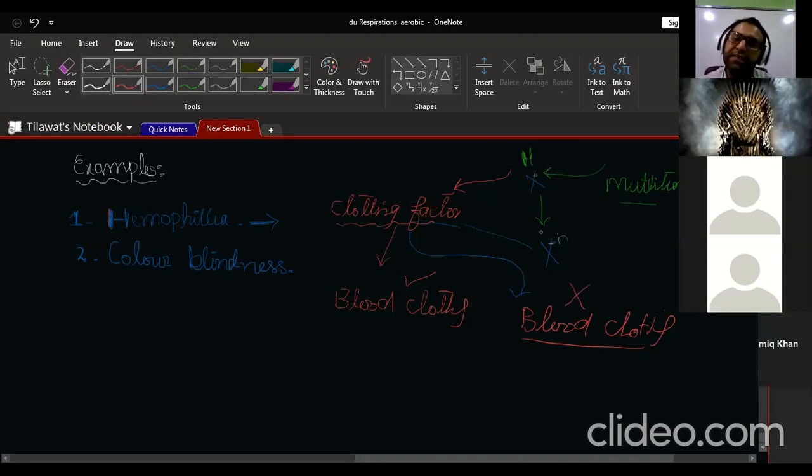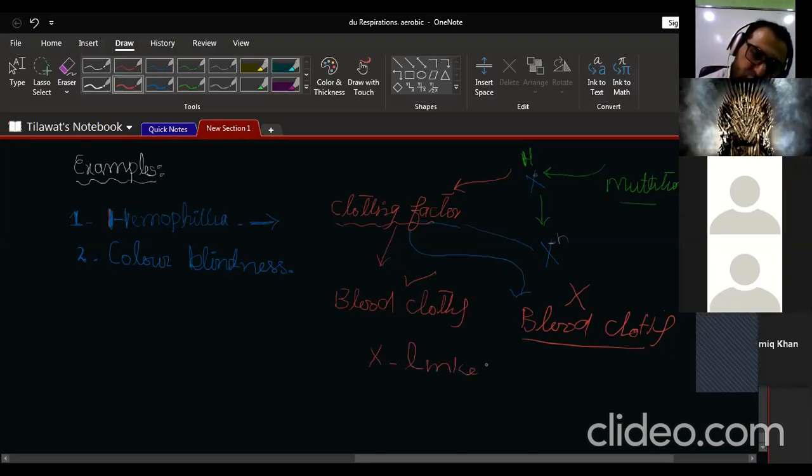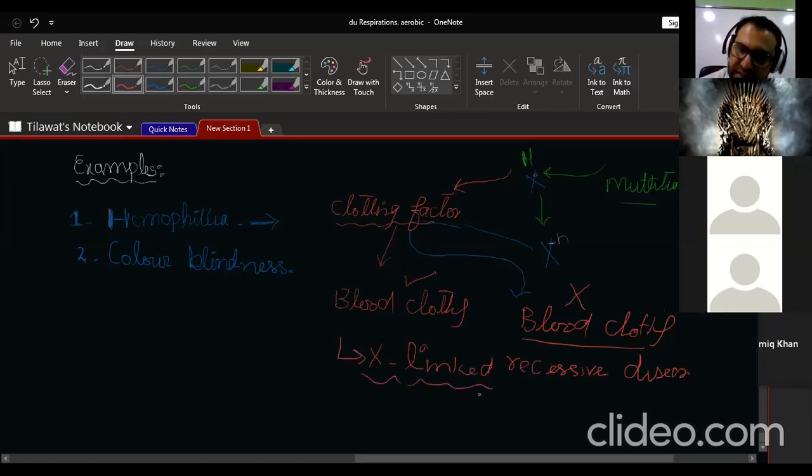So now it is X-linked, the dominant converts into recessive. So this is an X-linked recessive disease. This disease is X-linked because the gene is present on X chromosome, and this is an X-linked recessive disease. First, definitely this is sex-linked, but in sex-linked, which one? X-linked.